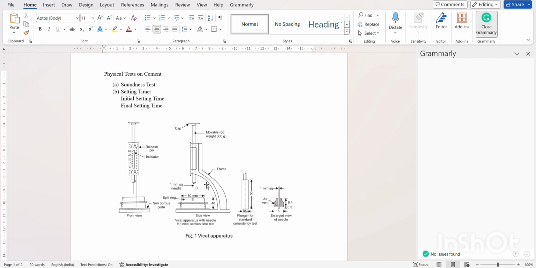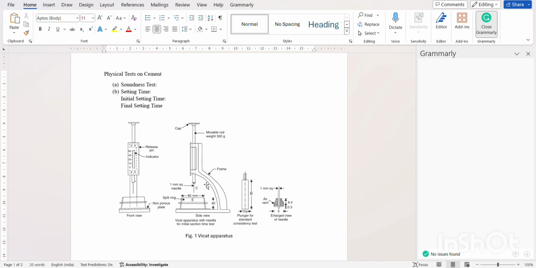Ref. Fig. 1. VICAT apparatus consists of a movable rod to which any one of the three needles shown in figure can be attached. An indicator is attached to the movable rod. A VICAT mold is associated with this apparatus, which is in the form of split cylinder.